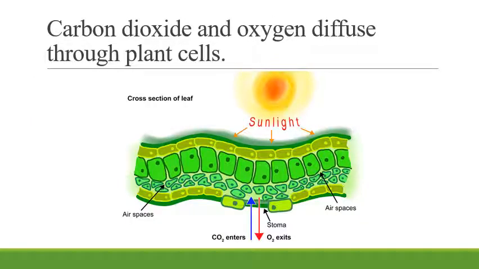So in a plant, we see that carbon dioxide and oxygen diffuse through the plant cells. So as plants take in carbon dioxide and convert that into oxygen through photosynthesis, both of these molecules are small enough to travel through the different cell walls, and then they leave the plant out of the stoma, which is an opening that allows for gas exchange, so the gases can move more freely.